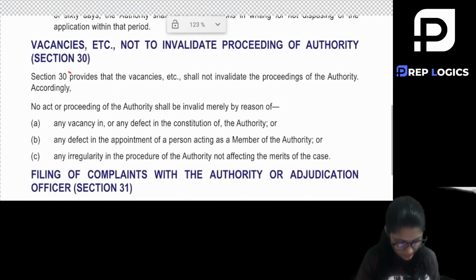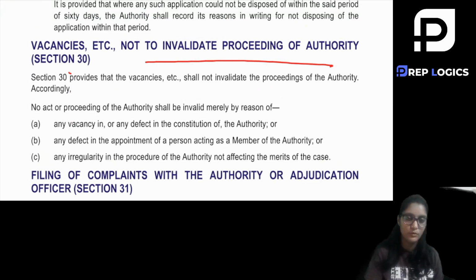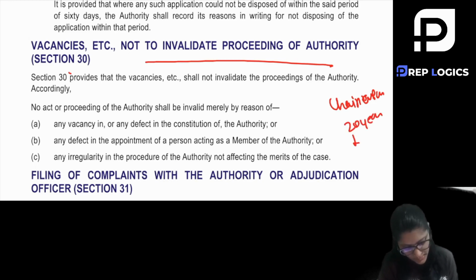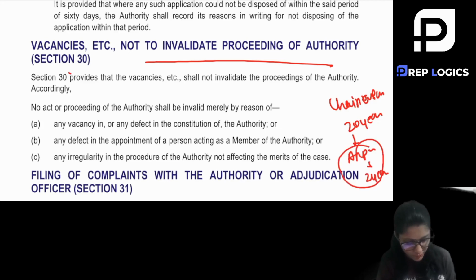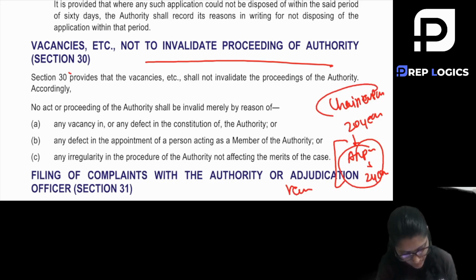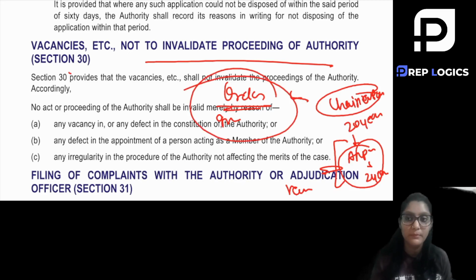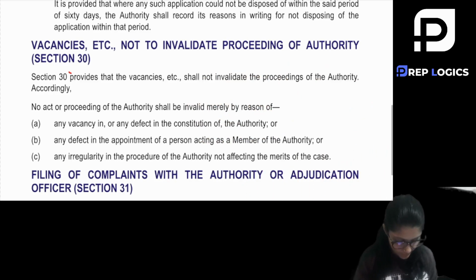Vacancy does not invalidate the proceedings of the authority. Suppose I have told you that the chairperson needs to have 20 years of experience. Suppose he has been appointed and later it is found that he has only 2 years of experience. So will this kind of defect invalidate all the proceedings done by this chairperson, all the orders passed by this chairperson? Will these orders become invalid now because he has only 2 years of experience? So no, all the orders passed by the chairperson do not become invalid. They cannot become invalid.